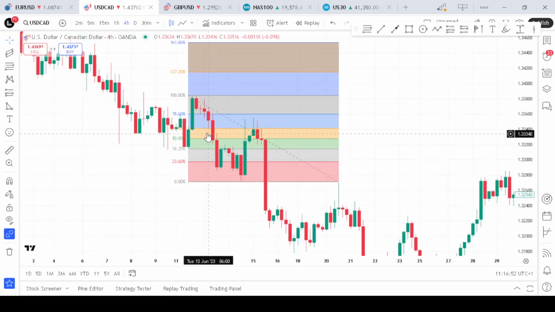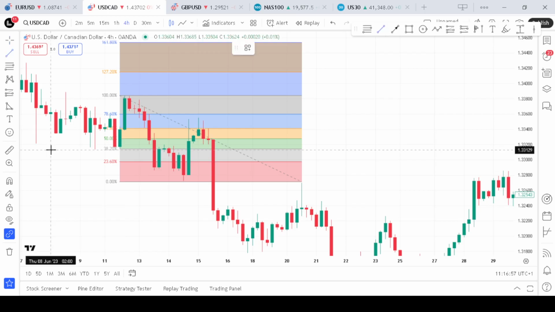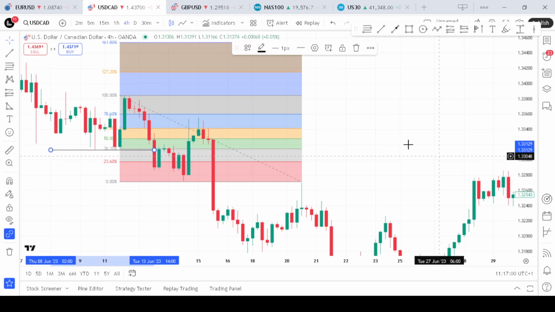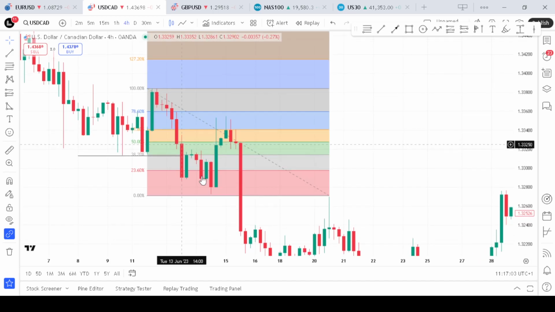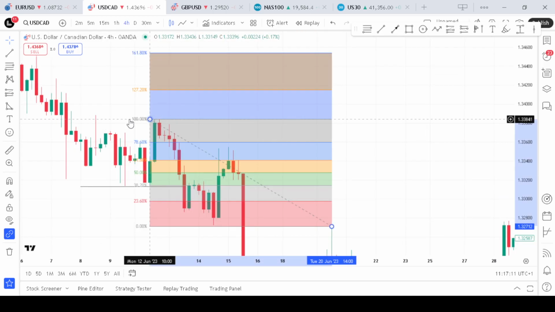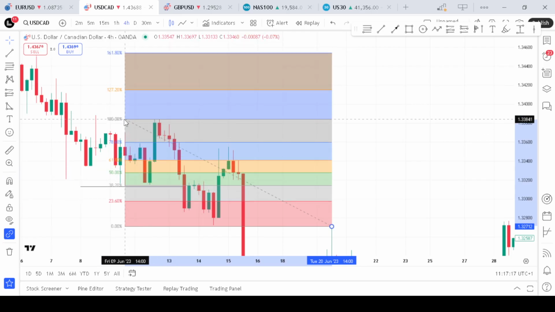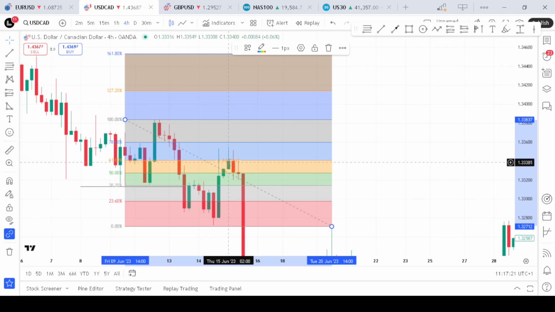As we can see, when price broke structure at this area, this is the structural point where price broke structure in a downtrend. When price broke structure, we wait for price to retrace to one of these levels, and as we can see, price has gotten to the 61.8 area on the Fibonacci level. Once confirmed, you enter your trade in that area.